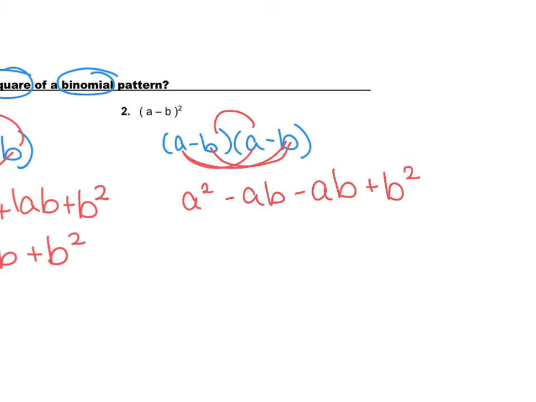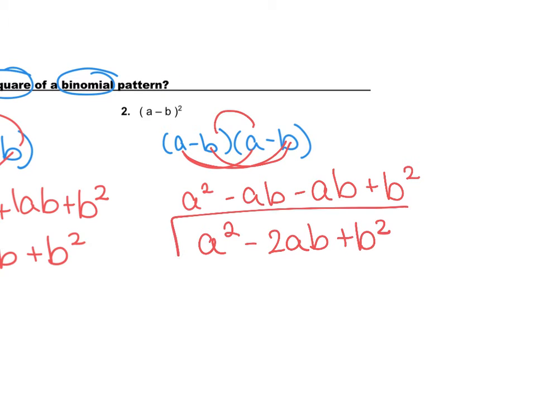So now again, we are going to combine. I have a squared minus 2ab plus b squared. Let's remember that here's another pattern that we can look at when we have a binomial that's been squared: a squared minus 2ab plus b squared. We're going to be looking at that pattern again in a minute.